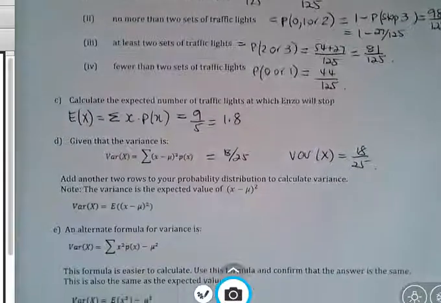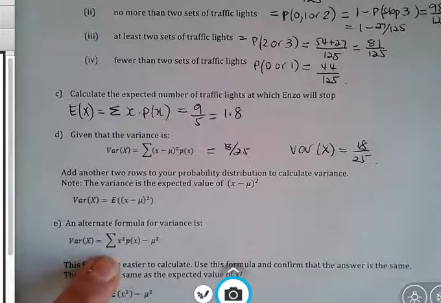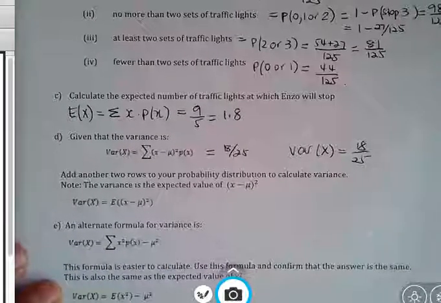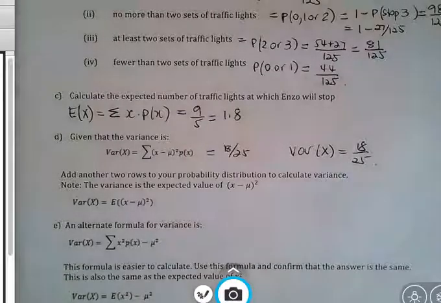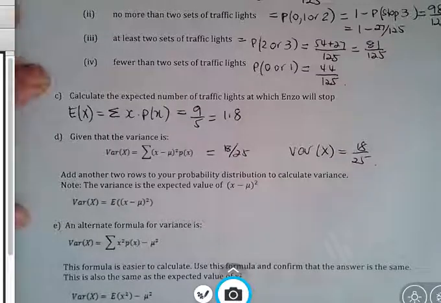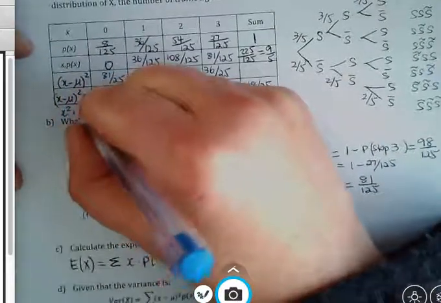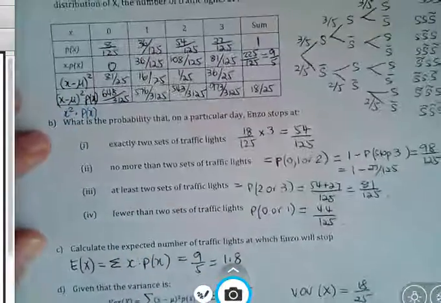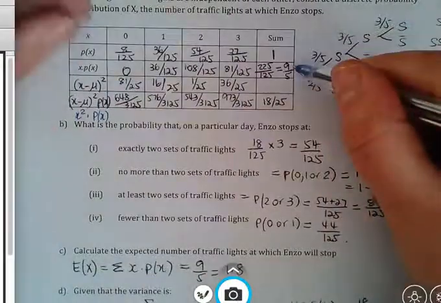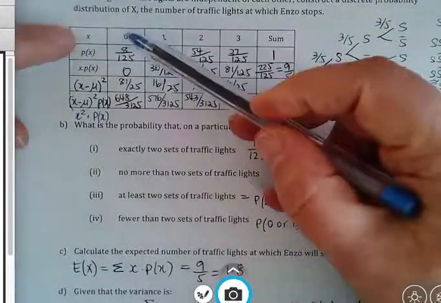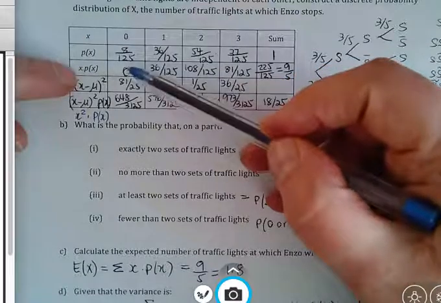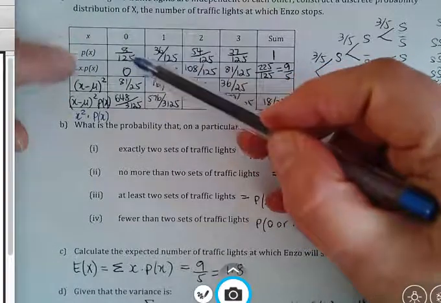Now remember the alternative formula is to do the sum of x squared px minus mu squared. You can add another row to the table. I know there's not really enough room there, and then work out your variance that way. Remember, this is the preferred method if your mean or expected value is not a whole number. So it's x squared times px, so we need to square this and multiply by px.